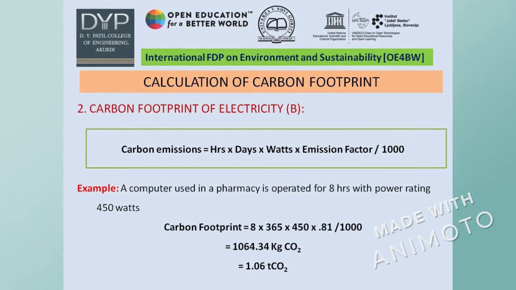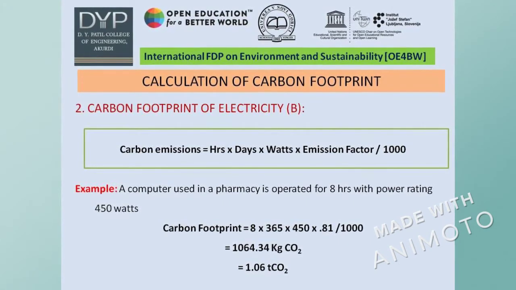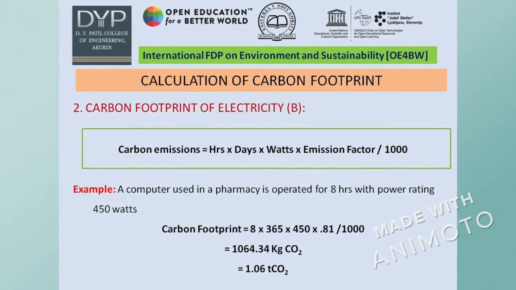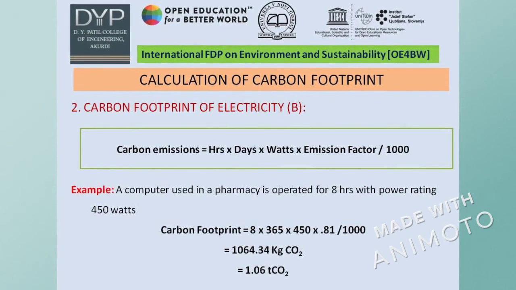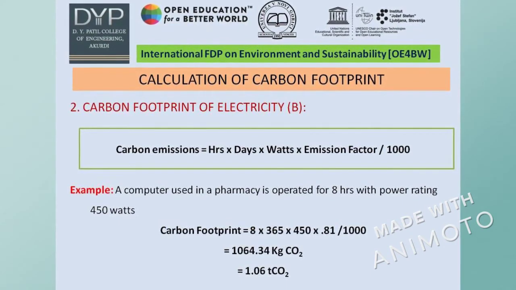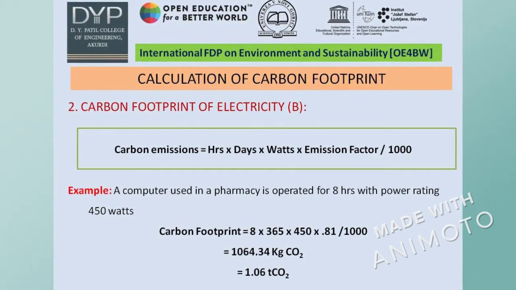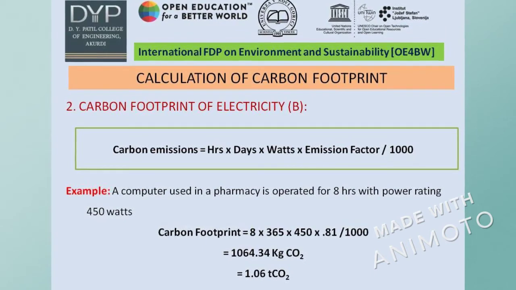Now the second calculation is about the footprint of electricity, which is denoted by B. The carbon emissions equal hours into days into watts into emission factor divided by 1000. Now let's take an example. A computer used in pharmacies operated for 8 hours with power rating of 450 watts. So the carbon footprint is equal to 1.06 tons of carbon dioxide.